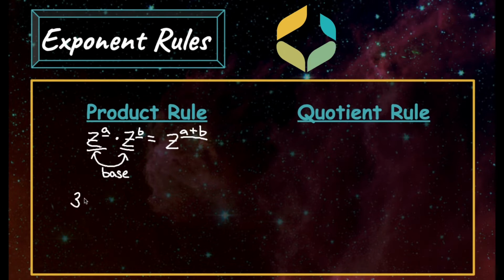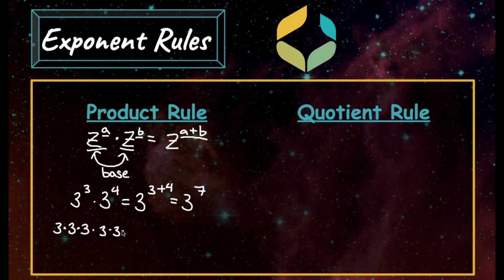If we have 3 to the power of 3 times 3 to the power of 4, this is going to be 3 to the power of 3 plus 4, which would be 3 to the power of 7. 3 to the power of 3 means that we're multiplying 3 by itself 3 times. 3 to the power of 4 means we're multiplying 3 by itself 4 times. Times 3 times 3 times 3. So if you notice, we have 3 3's, and over here we have 4 3's. In total, we're going to have 7 3's, or 3 to the 7th power.